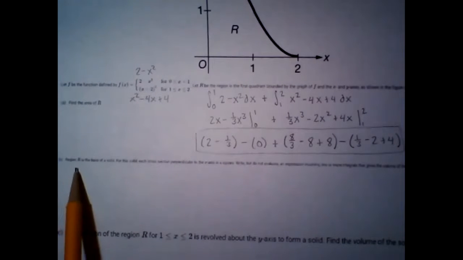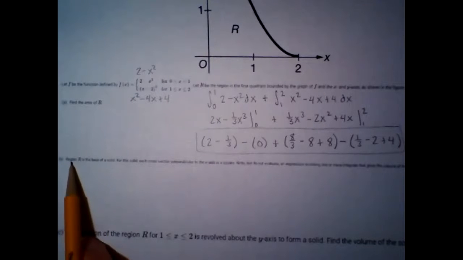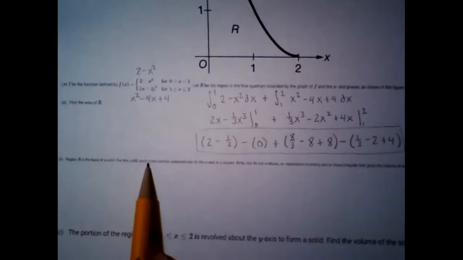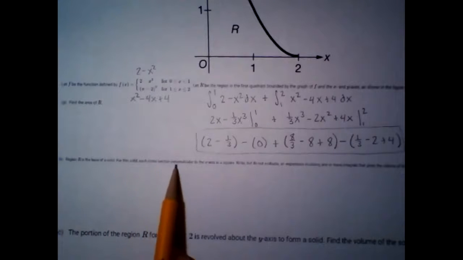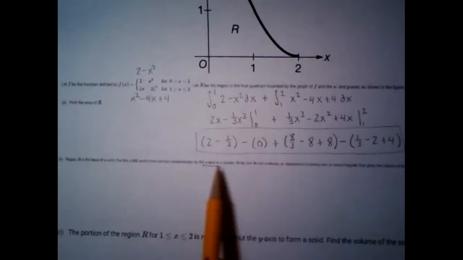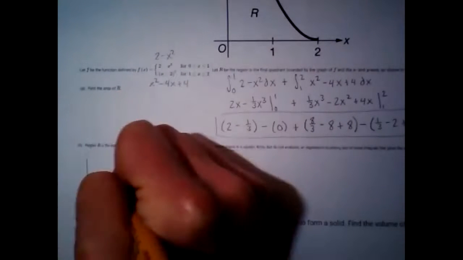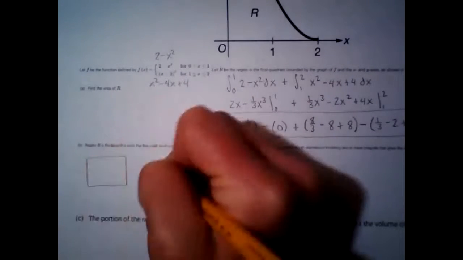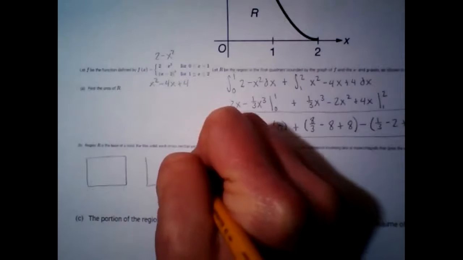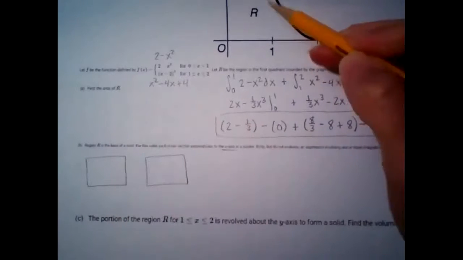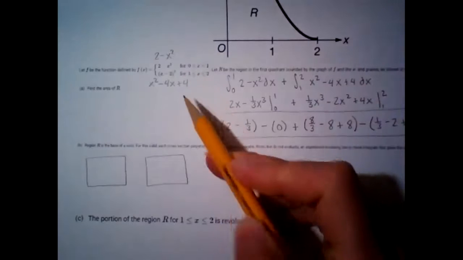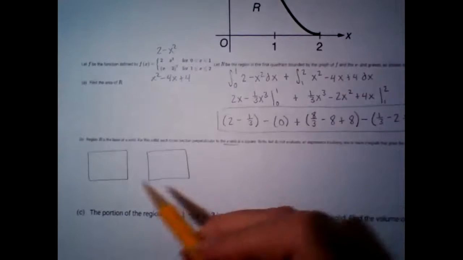All right, letter B. This is going to be a cross-section one. You have to imagine these shapes popping up out of the paper at you. Region R is the base of the solid. For the solid, each cross-section perpendicular to the x-axis, so it'll be a dx problem, is a square. Now, the thing is, we have two squares, one for the first part, one for the second part. Again, they broke this at 1 because it's defined by a piecewise function. So we're going to have two separate squares.